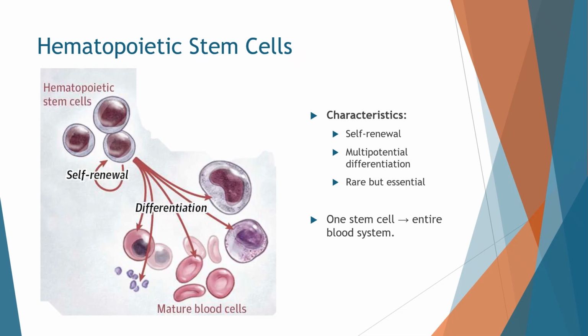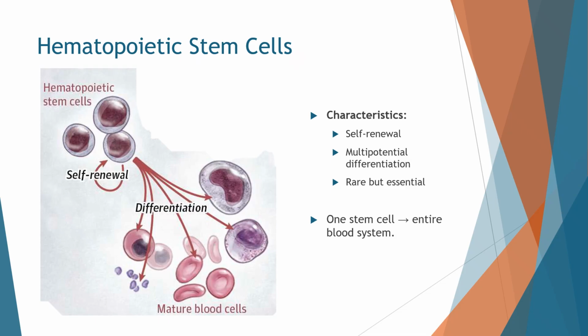They have two superpowers. First, self-renewal. They can divide and make another identical stem cell. This is critical because if stem cells only differentiated, we would literally run out of blood production capacity. Second, multipotential differentiation, meaning one cell has the ability to become any blood cell lineage, so red blood cells, white cells, or platelets, the whole crew.